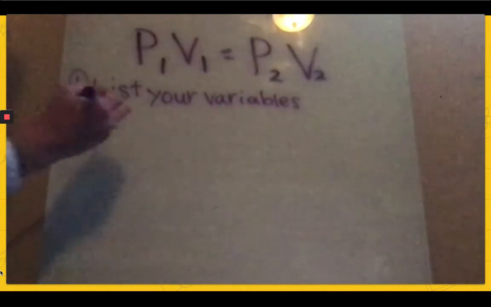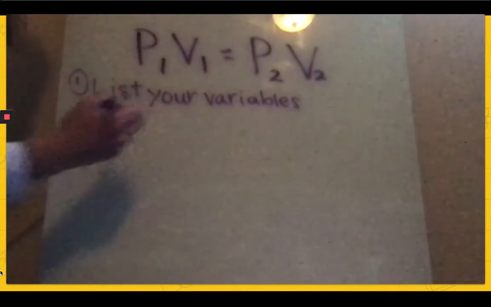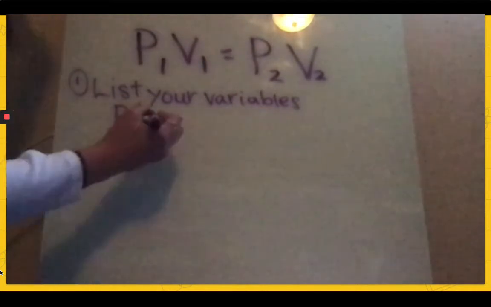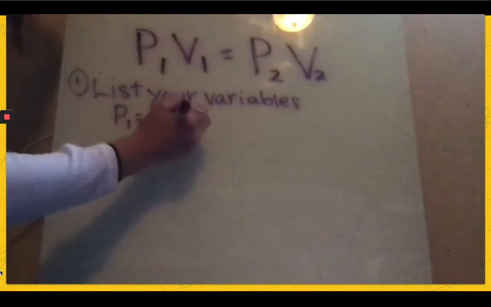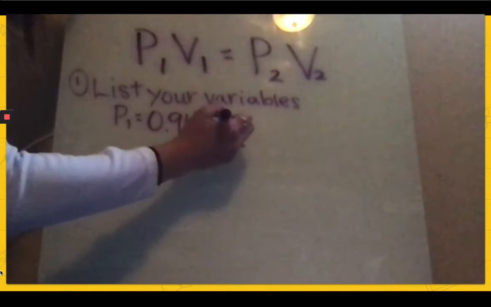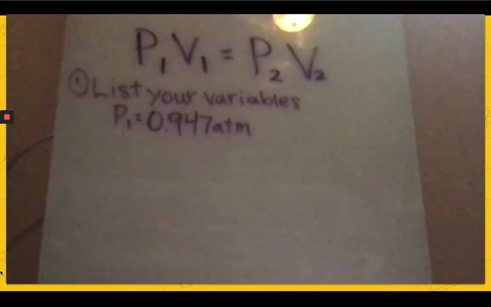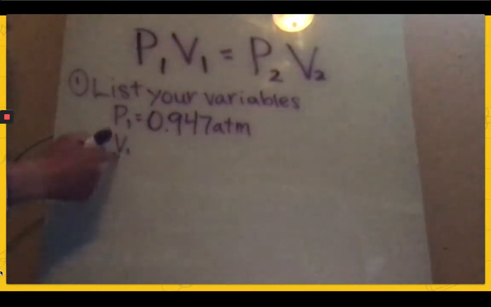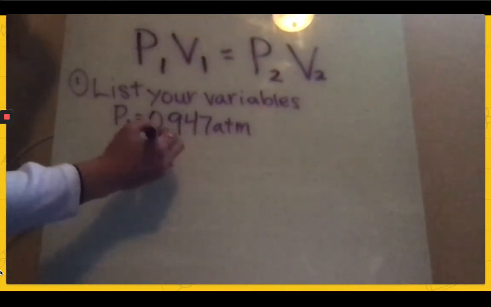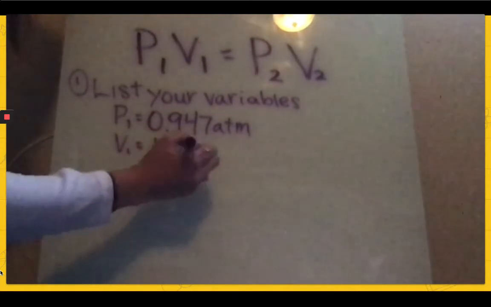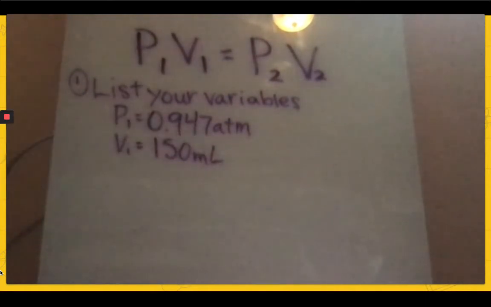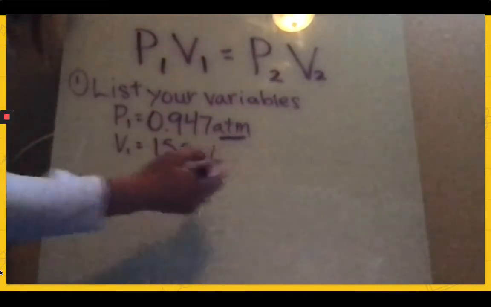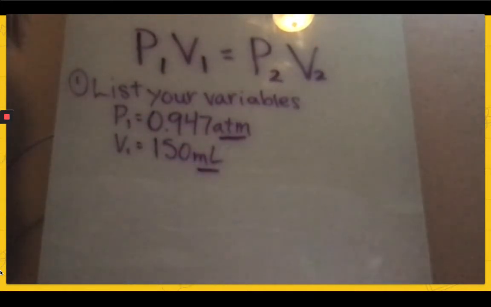So when we list our variables, P1, it tells us in our problem that the initial pressure is 0.947 atm. It also tells us that our initial volume, so our V1, is 150 milliliters. Notice that when I'm listing out these variables, I'm also including their units. Make sure you're doing that because your units must be the same.